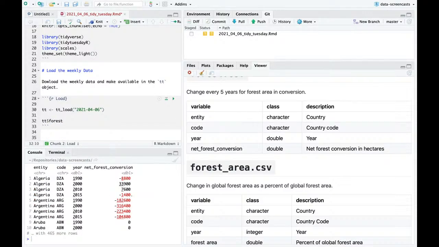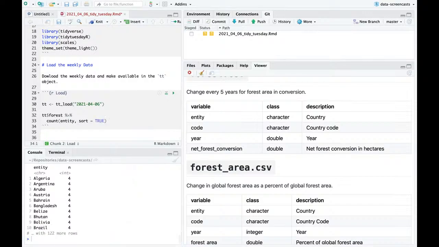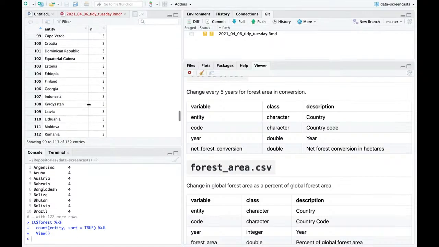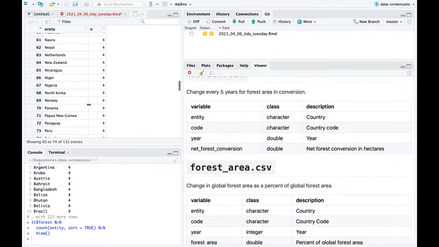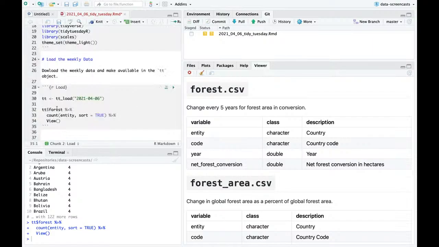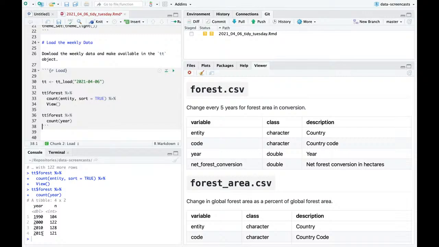Entity is a country, and we have a 3-digit country code as well. Actually, I think entity is a country, but I wonder. It looks like we usually have 4 data points, sometimes 3, and maybe there are some here that are a continent or larger amounts, but the vast majority look like countries. It says change every 5 years, which I can see in the documentation. But if I count year, I'm not quite seeing 5 years, I'm seeing 1990, 2000, 2010, 2015.